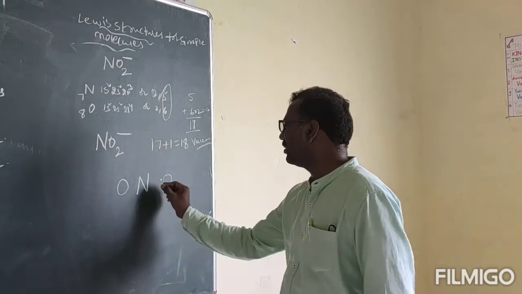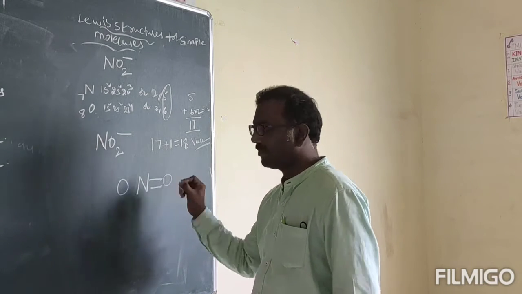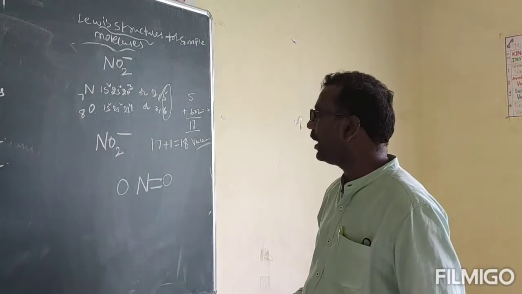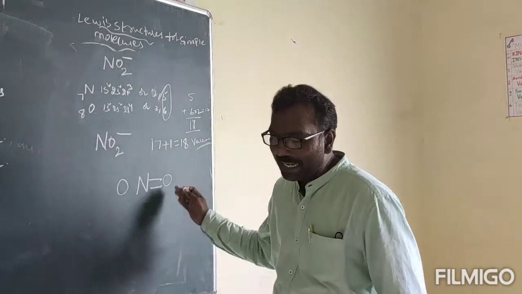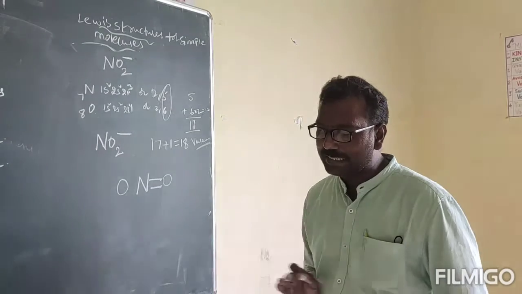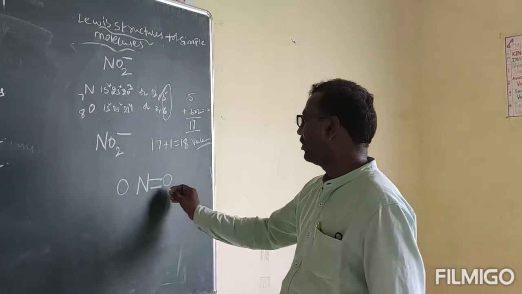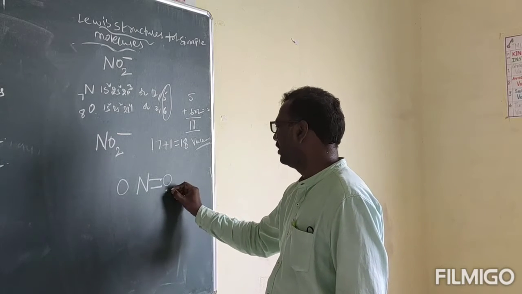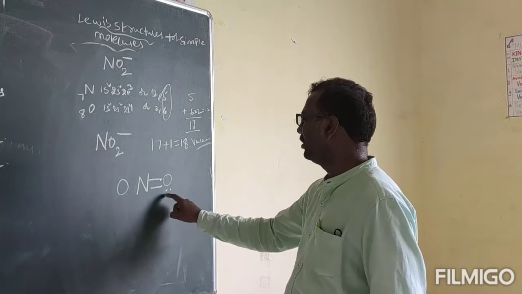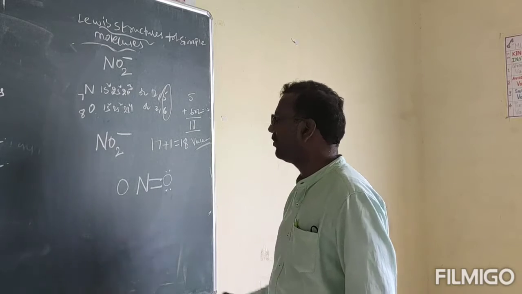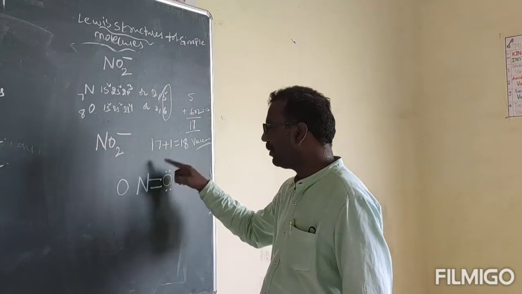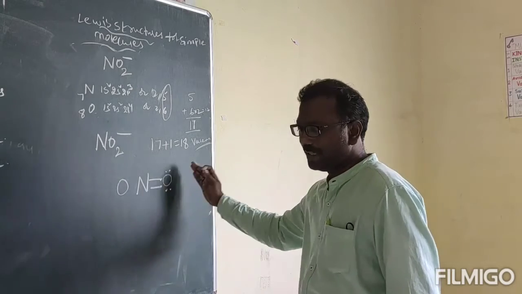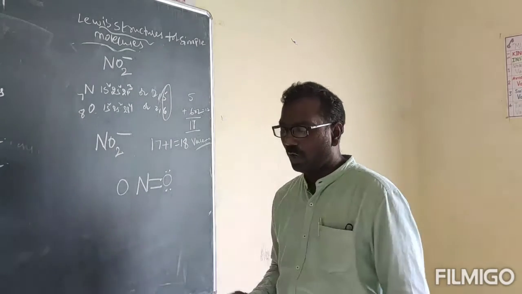Let us consider it forms one double bond on this side. Now, how many electrons are there on oxygen? Here already 2 are completed, which means 4 are left. Okay? So 4 plus 4, 8, it is completed. This part is left.